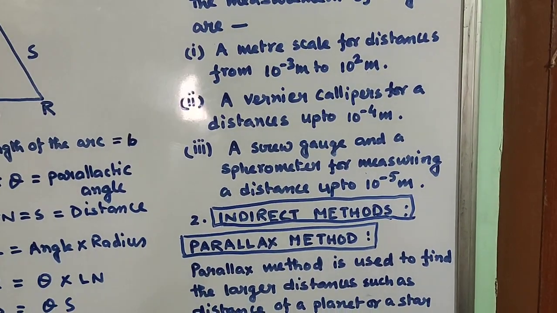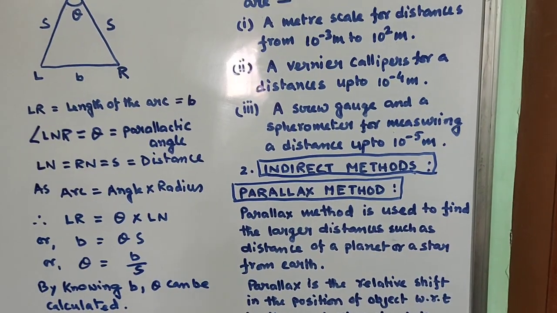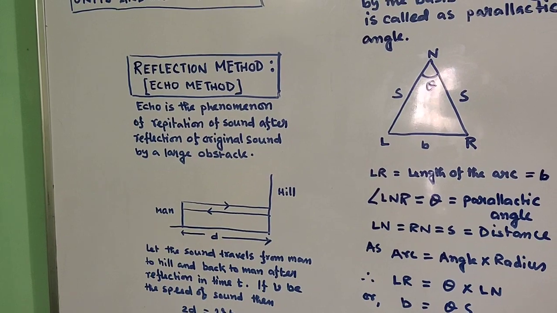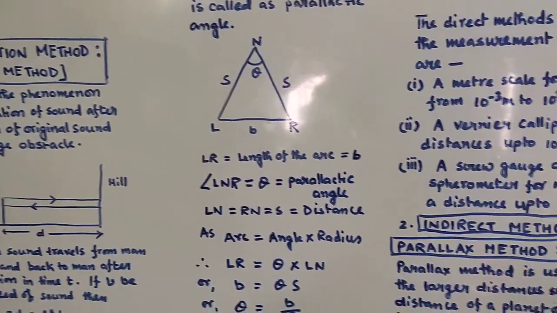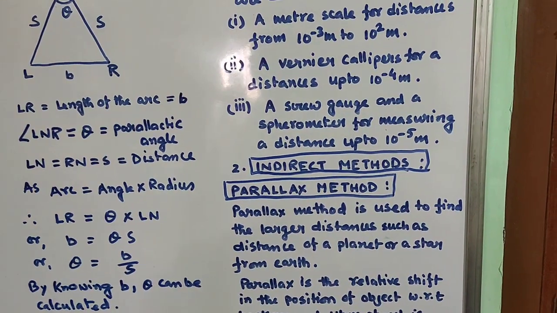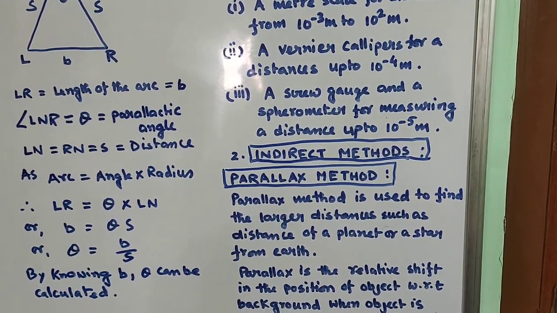Now next is the indirect method. Under the indirect method we are going to discuss two methods. One is the parallax method and another one is the reflection method, that is the echo method. Now let me discuss a little bit about the parallax method. So this is the indirect method. What we have written, please go through this part.